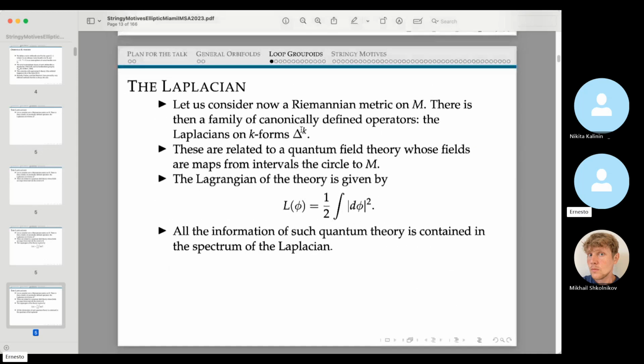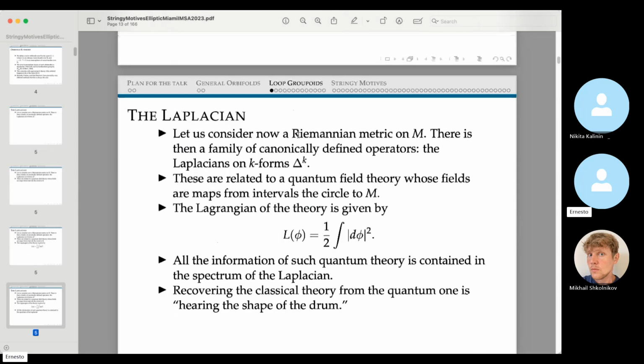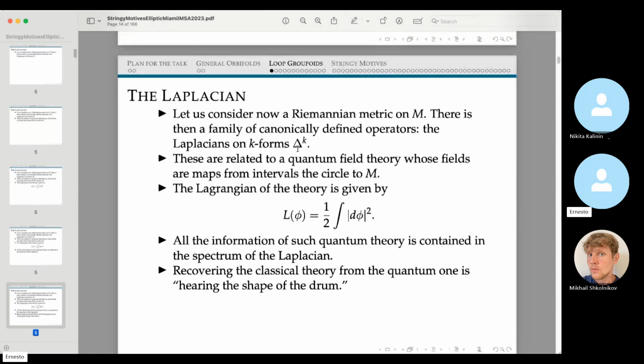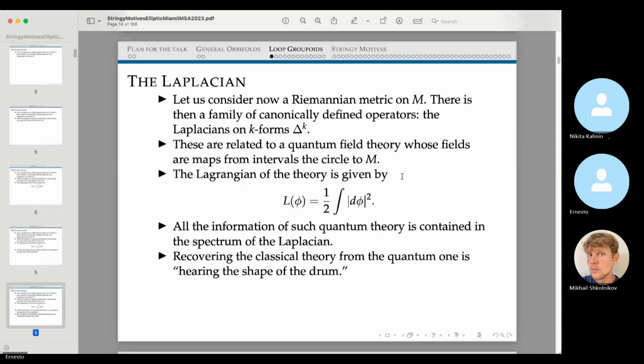And because the exponential of e to the i, this operator, gives you the evolution of observables that are now operators on Hilbert space associated to this Lagrangian, the entire evolution is given by this operator. It gives you the time evolution. This operator gives you the time evolution of the quantum system. But really, it's only the spectrum that gives you the time evolution of the quantum system. And so the information of such a quantum theory is contained in the spectrum of the Laplacian. Is that okay?